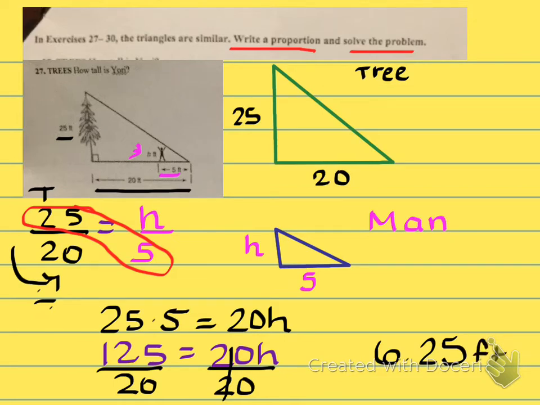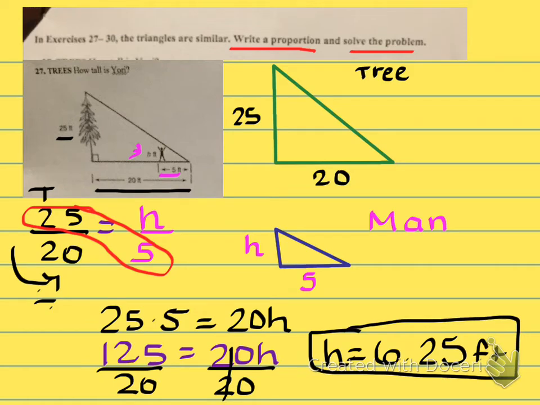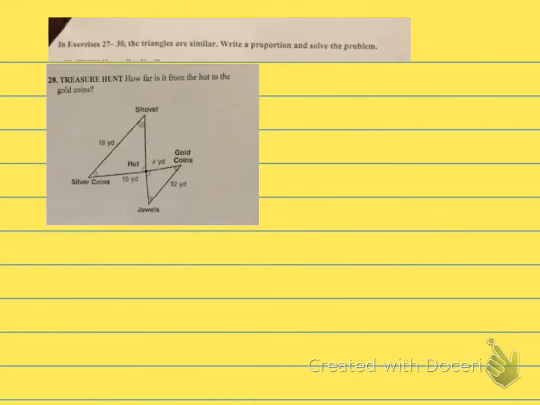Right? And so you don't want to forget to add the feet onto that. So remember that this is the height of the man that is now 6.25 feet. So that's what you've solved for. All right, let's check out the next problem.